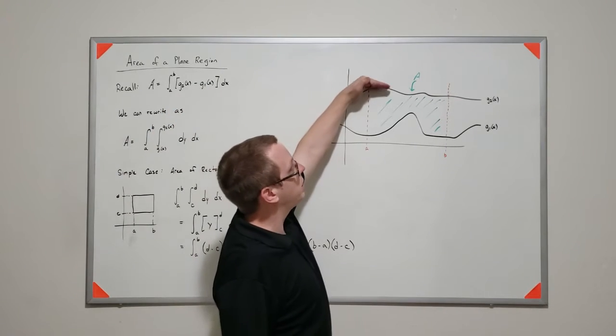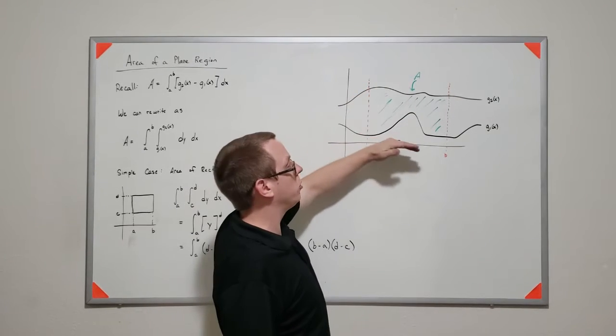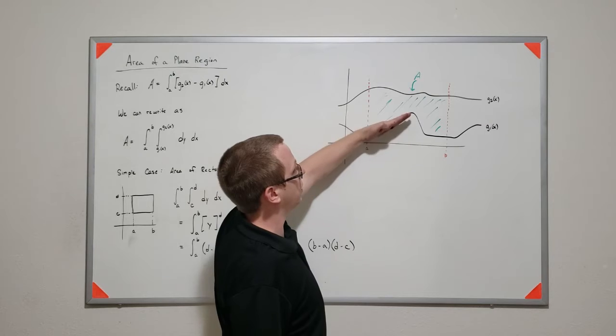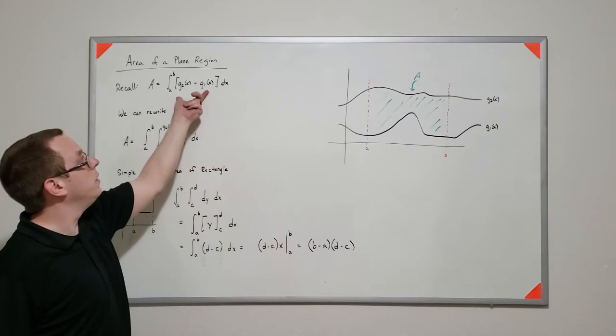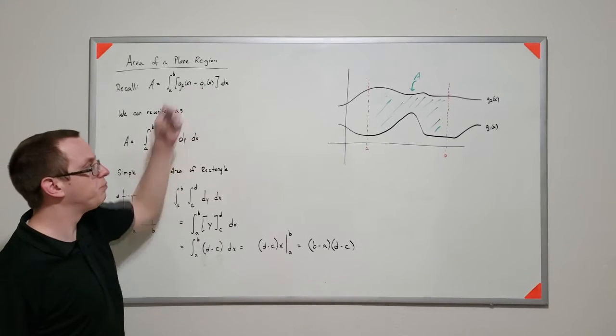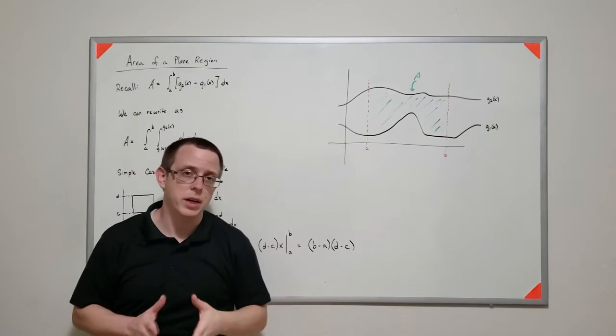So you're basically finding the area all the way from 0 to the top, and you're subtracting the area all the way from 0 to the lesser function. And this is just another way to represent that. But we can do the same thing using an iterated integral.